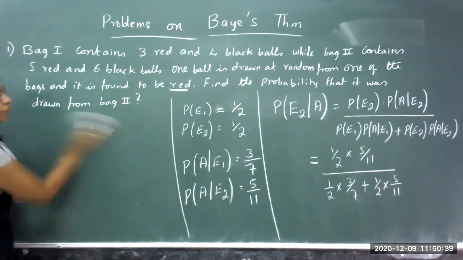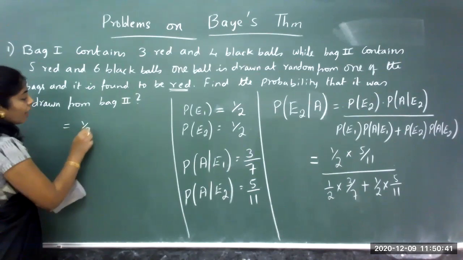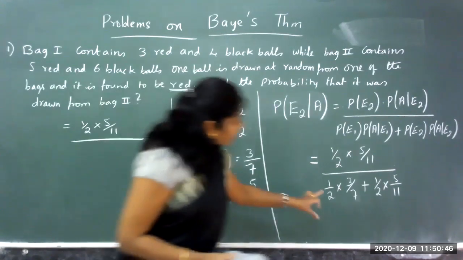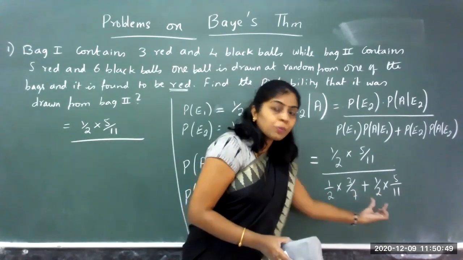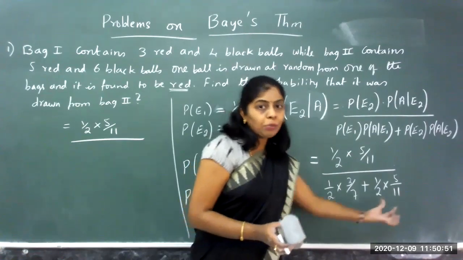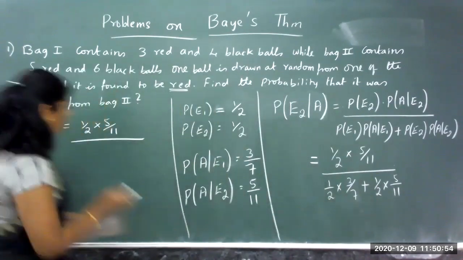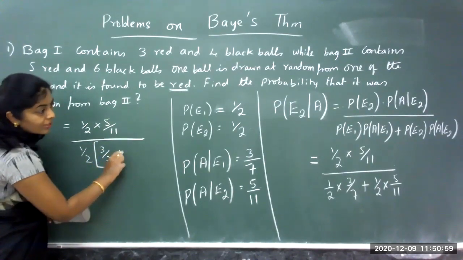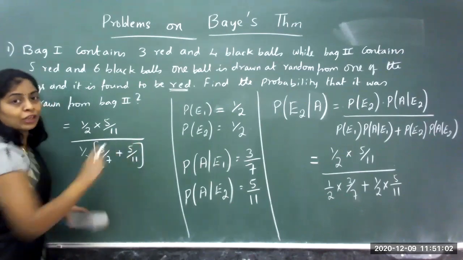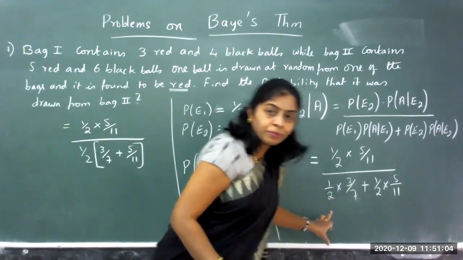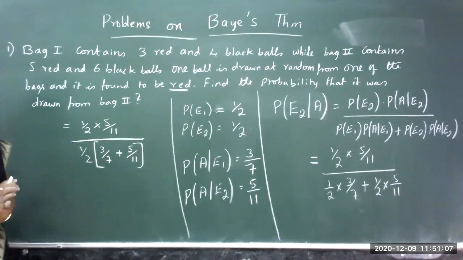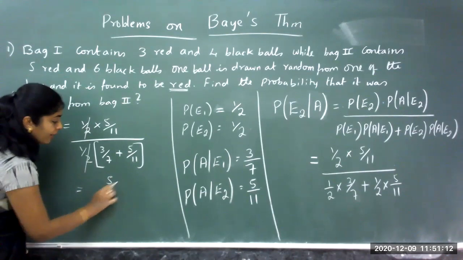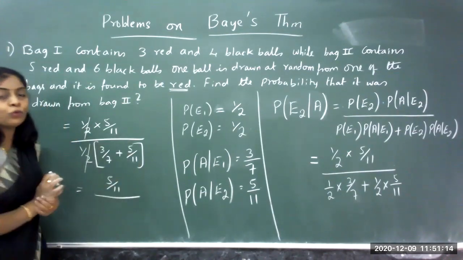If I have to simplify this, I have the numerator half into 5 by 11. In the denominator, the sum of the terms from both of them, I can take out half common. If I take out half, what is left out? 3 by 7 plus 5 by 9. So I will take out half common from this part. Left out is 3 by 7 plus 5 by 9. Half and half get cancelled. 5 by 11 divided by the sum of two fractions.